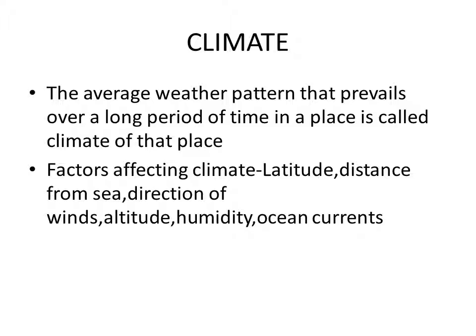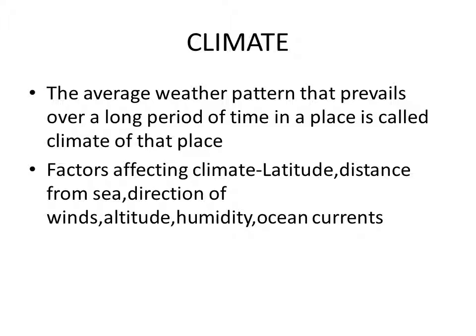But as we move towards the poles, the sun rays fall at a slanting angle on the land and have more and more area to heat up. So the heat is spread out over a larger area and it becomes colder and colder with increasing latitude. This makes the difference in the climate of a place. That is why it is hot near the equator and cold near the poles. Now, distance from the sea.